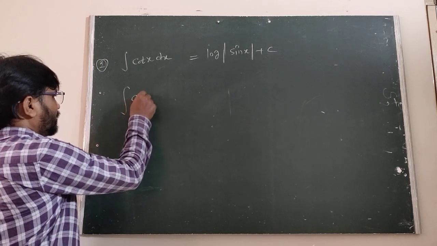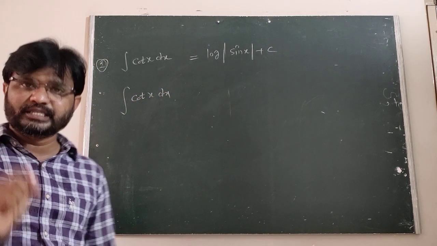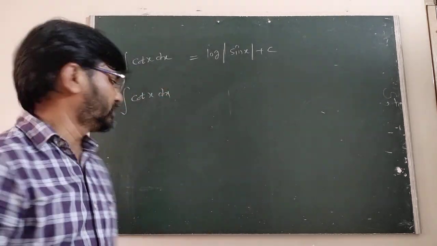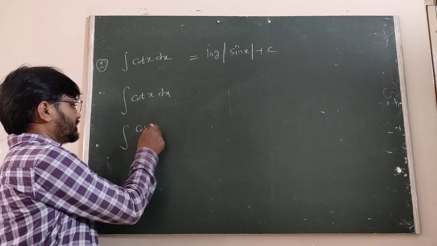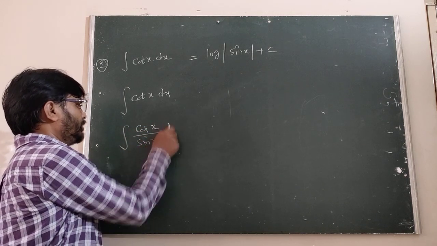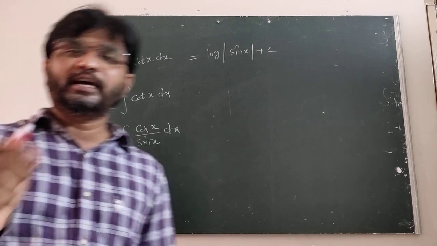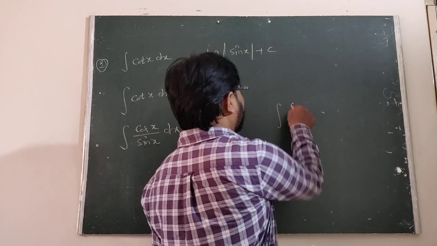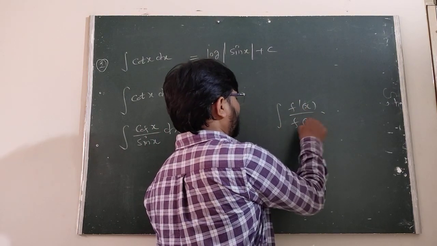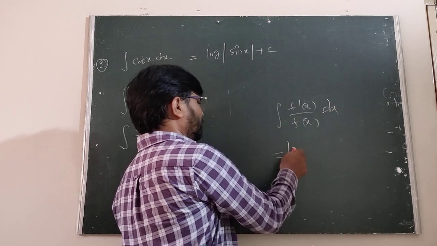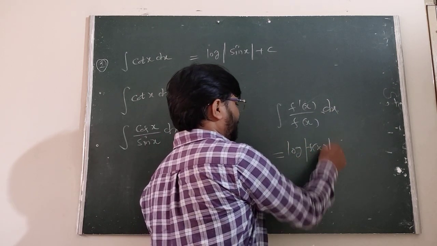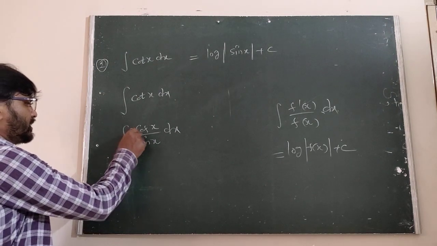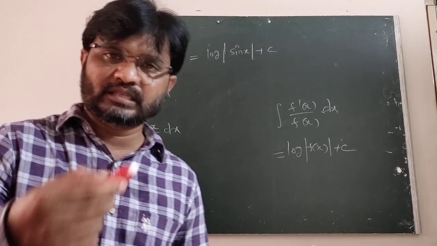We know that cot x is cos x by sin x. Therefore, now this is the integral of cos x by sin x into dx. What is this one? f dash of x. Again we are getting f dash of x by f of x. Therefore, the integral of f dash of x by f of x into dx is log mod of f of x plus c. We can write here, the derivative of sin x is cos x.